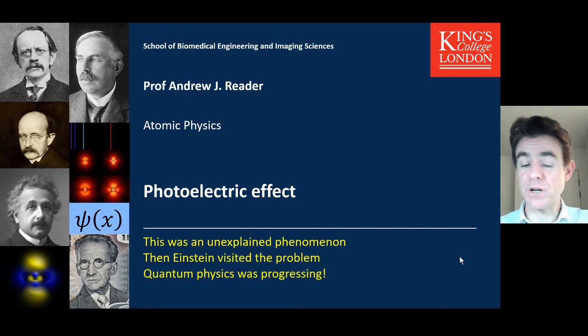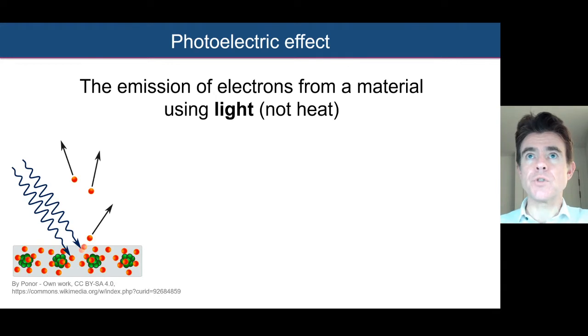But the photoelectric effect was right there at the early days of quantum physics. And we're going to need it basically to understand atomic structure and understand more advanced models of the atom. So what is the photoelectric effect? Well, it's the observation that if you shine light on certain materials, electrons will be emitted.